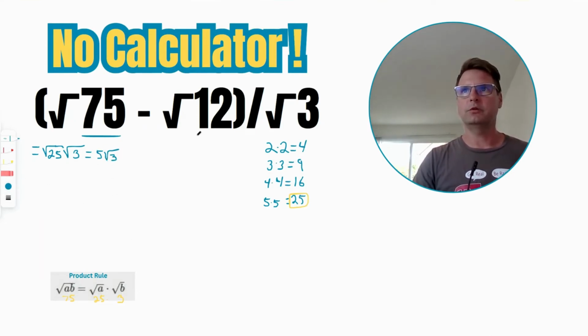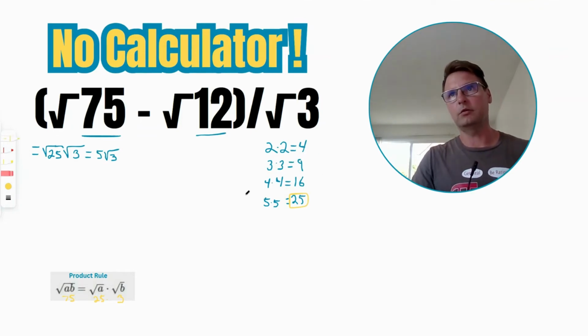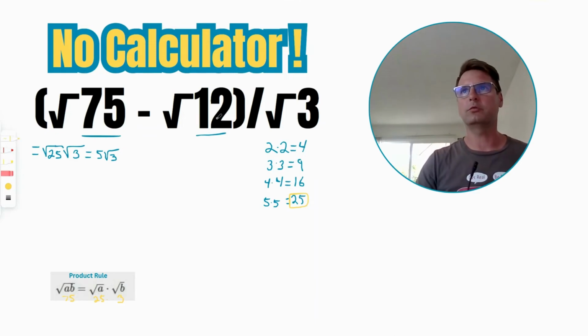Okay, let's move on to the square root of 12. We already have our perfect squares, at least the first several of them, listed here. Which one do you think goes into 12? Which one of these numbers divides into 12 evenly? 4 does, right? All right, so let's use the good old product rule again.